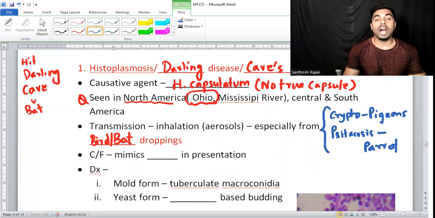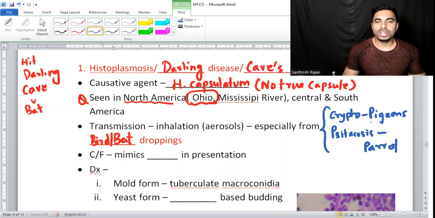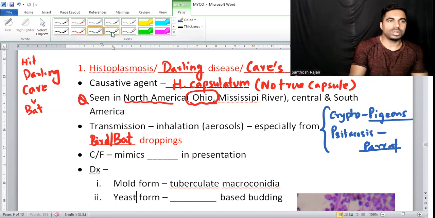Of course, in viruses we have a separate one, the bat. We are not going to Ebola and all that; we'll talk about it there. But here, in crypto, it's the pigeon, and for psittacosis, it's the parrot. Okay, remember, these are the bird-related questions. So that's what I'm stressing.